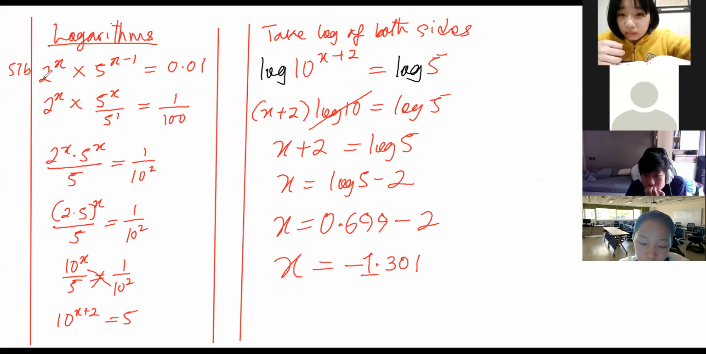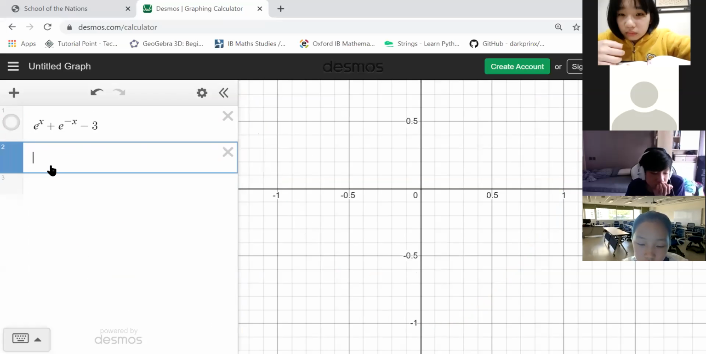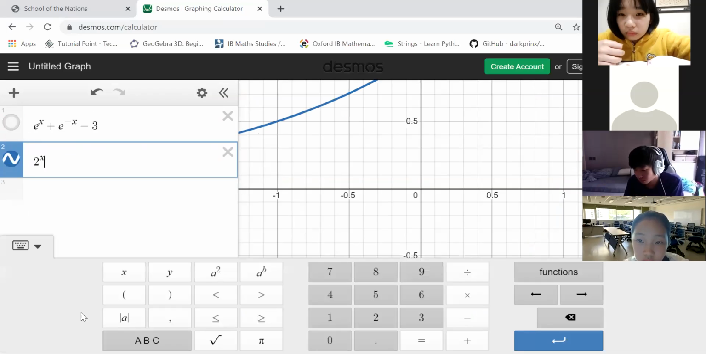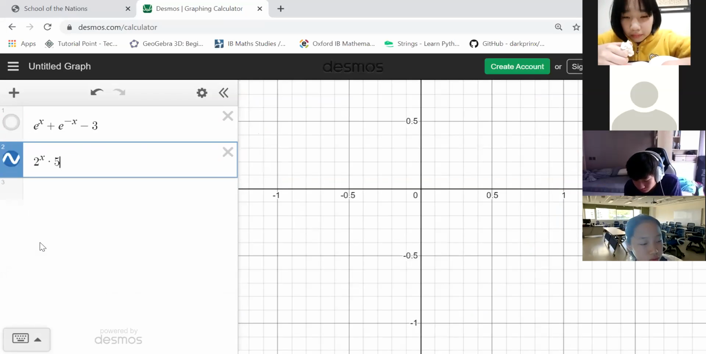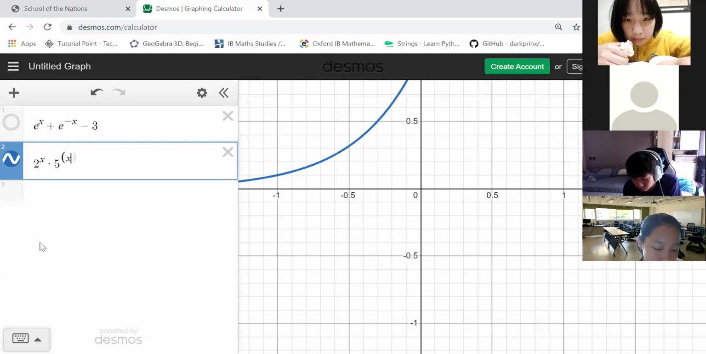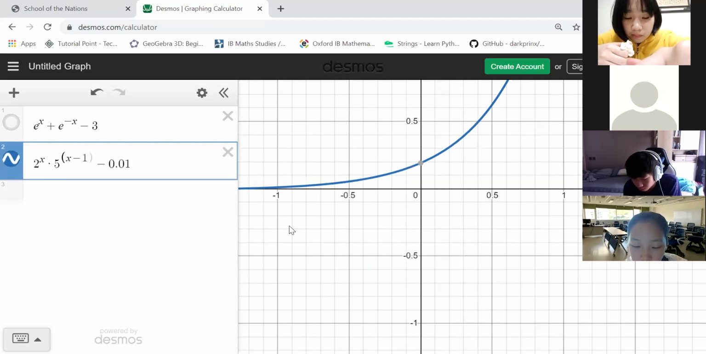So in that case, just plot this times this, then minus 0.01. Shall we check that? 2 to the power x times 5 to the power x minus 1. No. Okay, I have to use brackets. Then minus 0.01. So that's the other graph.